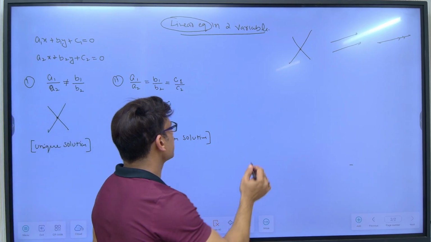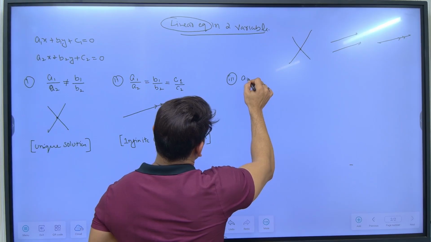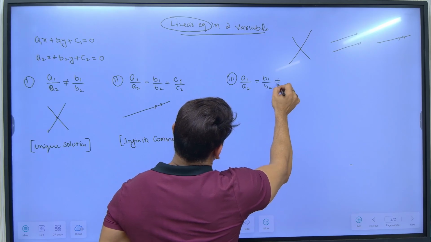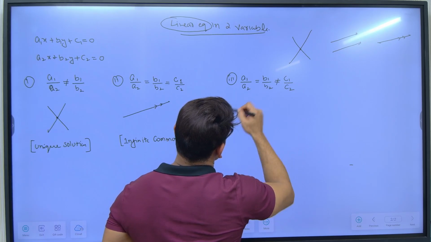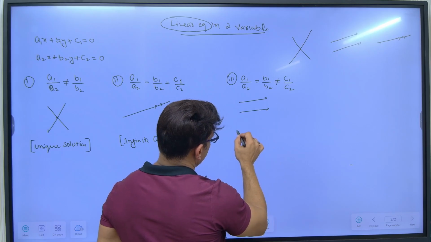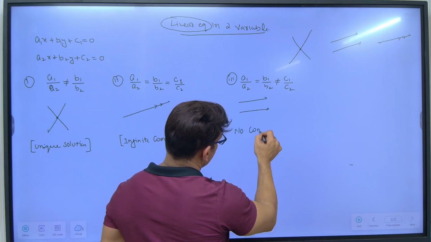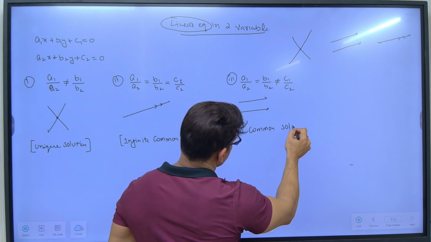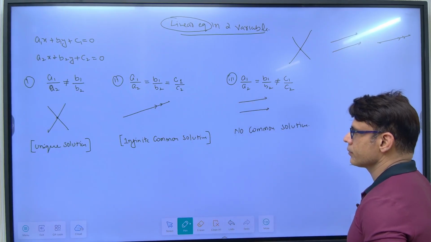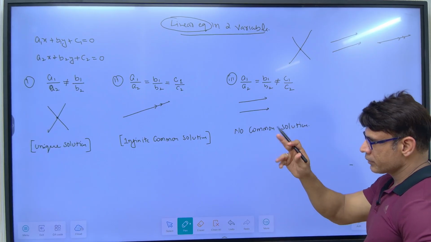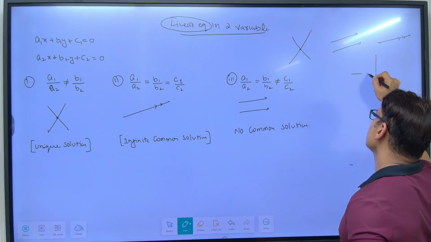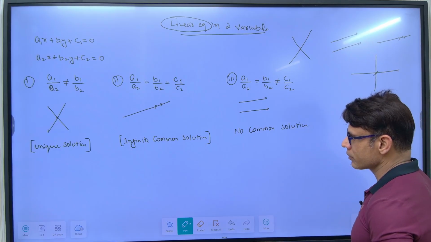And third case is if A1 by A2 is equal to B1 by B2 but not equal to C1 by C2. In this case, lines will be parallel and we will have no common solution, also called no solution. That condition is same as two trains, one going from north to south, the other east to west, they will intersect at Nagpur.